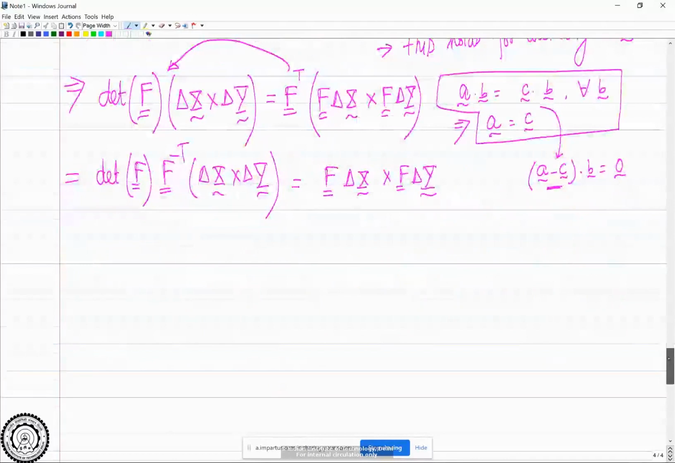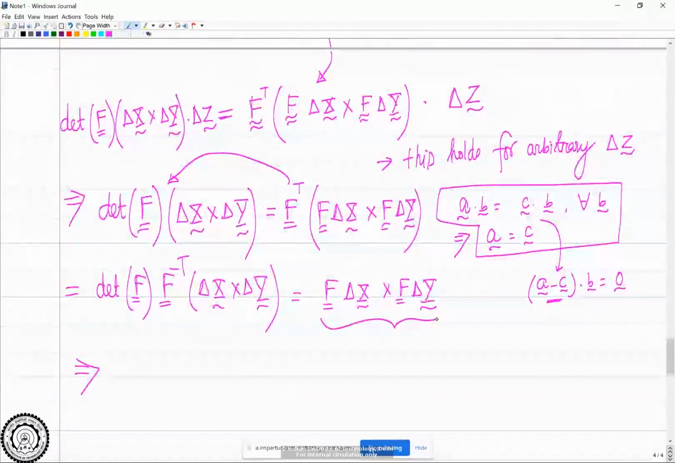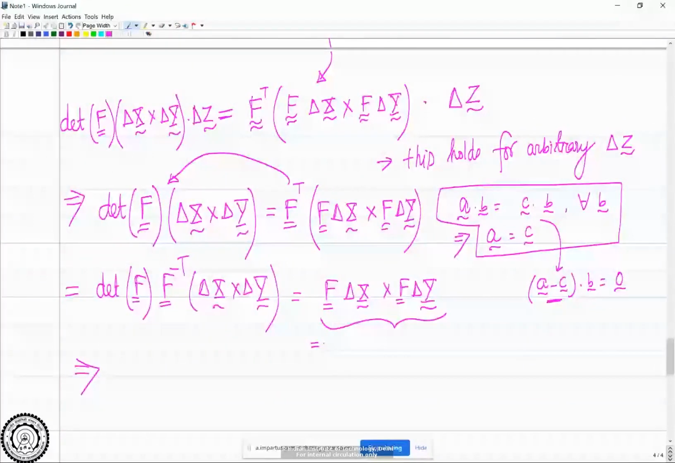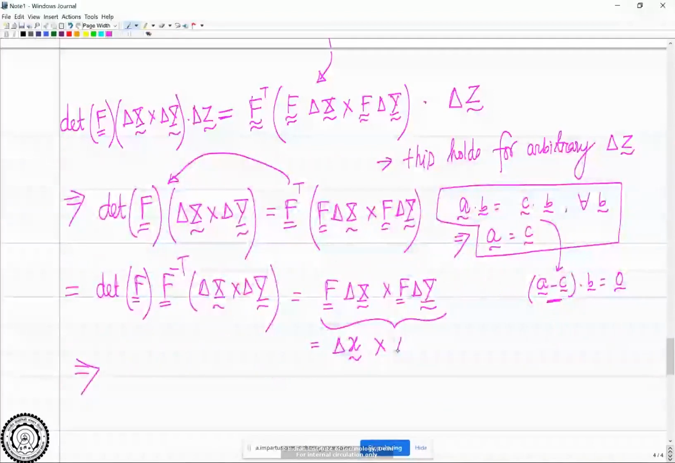Okay, and finally, we are there. What is on the right hand side? You see, this is the deformed area, isn't it? This is delta little x cross product delta little y, isn't it? Of course, with an error term also, but that goes to 0 as you shrink the area. So I'll just say that this is equal to delta little x cross product delta little y plus an error term.